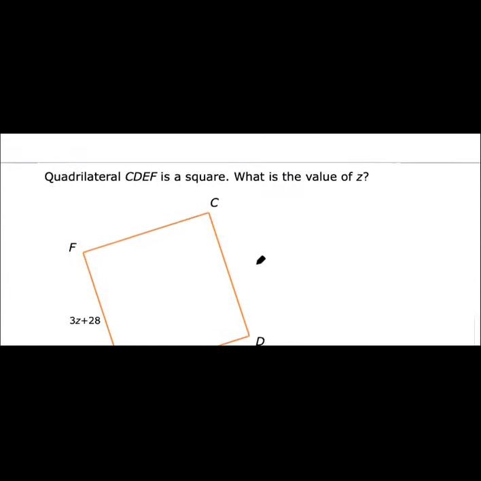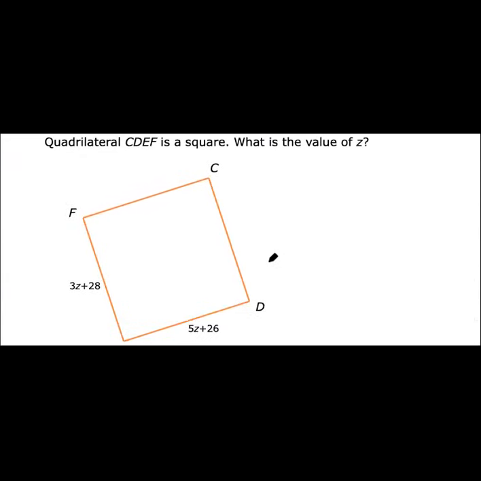All right, next one here, we have quadrilateral CDEF is a square. What is the value of Z? Okay, so square, that means they're all going to be equal. Okay, so all sides are congruent, equal lengths. So that means I can figure out what Z is by making one side equal to the other. Okay, so we have 3Z plus 28 is going to be equal to 5Z plus 26.